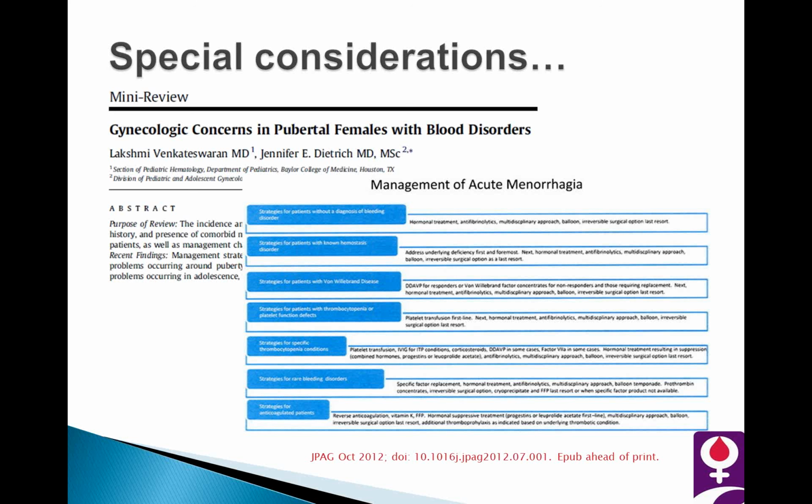There are additional considerations that we want to think about in pubertal females with blood disorders. And so I list this here mostly for your reference, that really this paper addresses gynecologic concerns in pubertal females with blood disorders and provides a lot of opportunity for discussion about different options that can be utilized in patients with bleeding conditions that are due to blood dyscrasias or patients who have bleeding conditions as a result of requiring certain agents to thin the blood due to symptomatic thrombophilia.